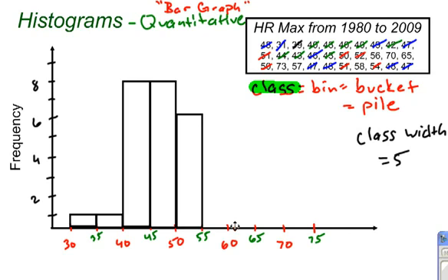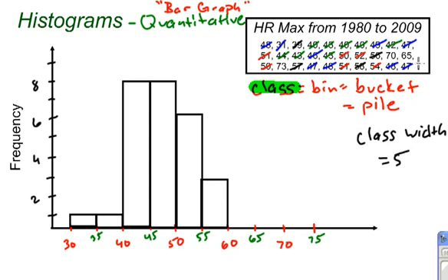Now I go from 55 up to 59. There's 1, 2, 3, and that's it. Create that bar. There we go. And now I go from 60 up to 64. And there are none. There aren't any in that particular class. So I skip over it and go to 65.